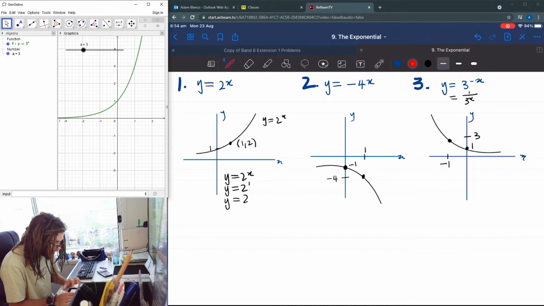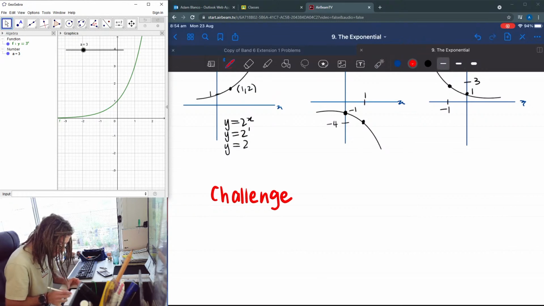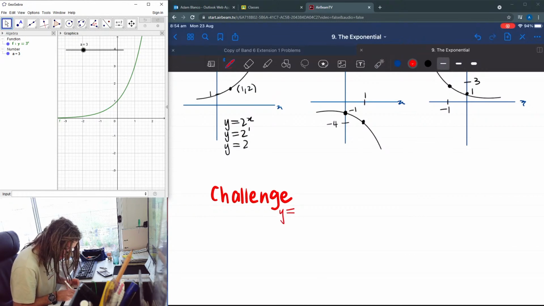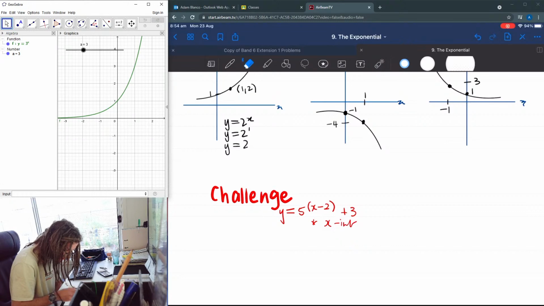If I were to give you a challenge problem, we can, again, just move these things left and right. And there's a couple of things I want to talk about with this challenge problem. I'm going to make it y equals 5 to the power of, in brackets, x minus 2. So just think about that's going to move it left and right. What happens when I then add a value on the end? That's going to move it up or down. Now, I want the x-intercept here. I'll make this a minus so that it has an x-intercept.